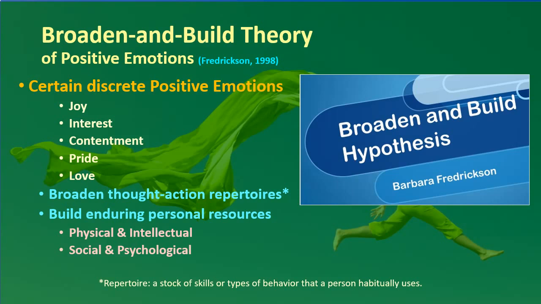So Fredrickson talks about the discrete positive emotions like joy, contentment, love. Those positive emotions broaden our thought-action repertoires and build enduring personal resources. And both of these areas are very important if you think about it. They broaden our behaviors so that we use them more often, and they build our personal resources, our physical, intellectual, psychological, and social resources.